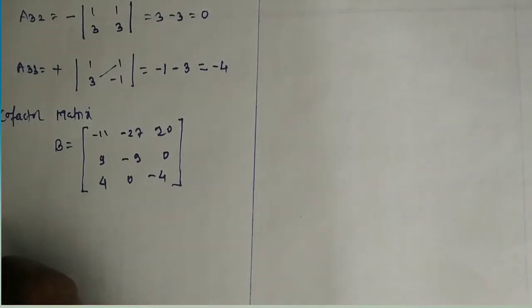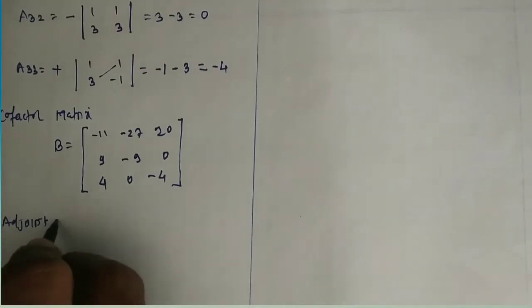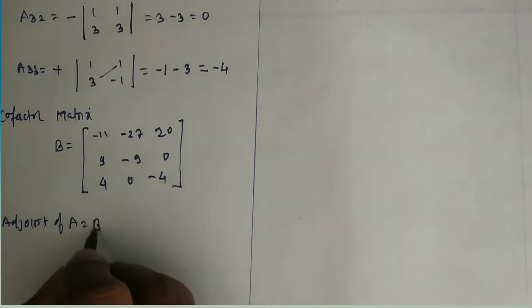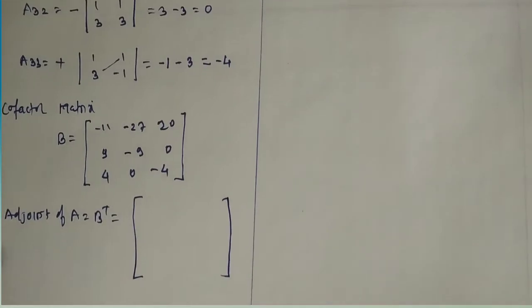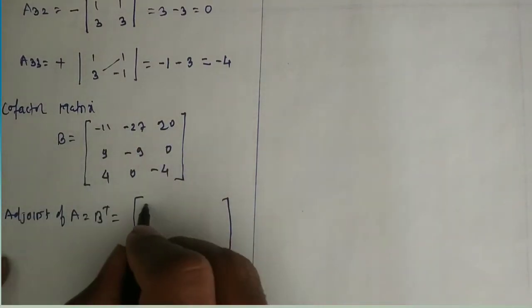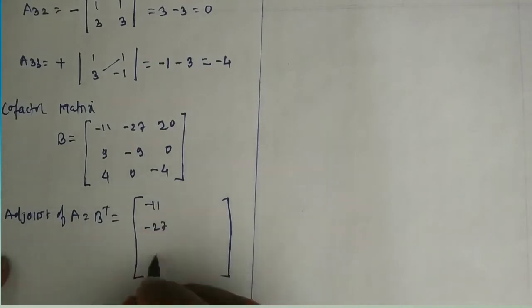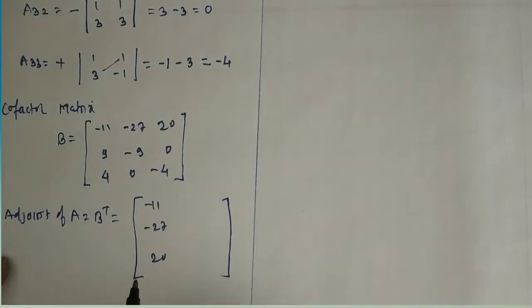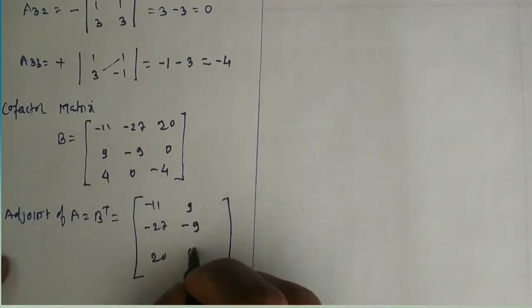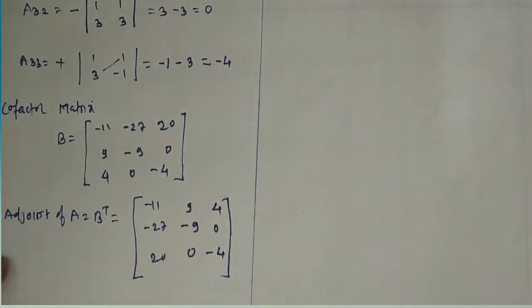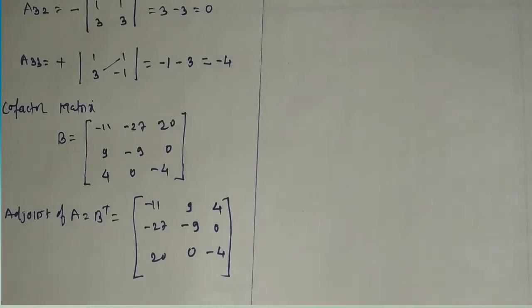Now we will find the adjoint of the matrix. So the adjoint of A. How to write the adjoint of A? Just transpose whatever B's entries are. So transpose this: rows become columns. So minus 11, minus 27, 20. Right? The next row becomes a column: 9, minus 9, 0. The next row is 4, 0, minus 4. So this is the adjoint of A. Right? So I got the adjoint of A here.